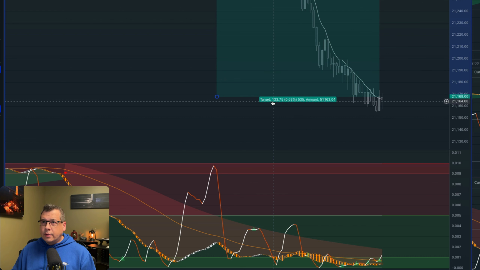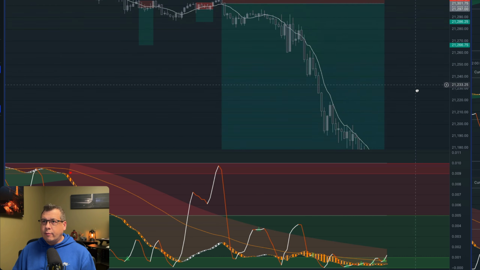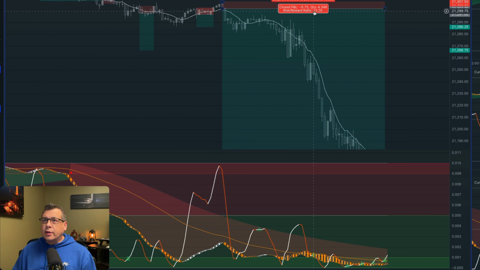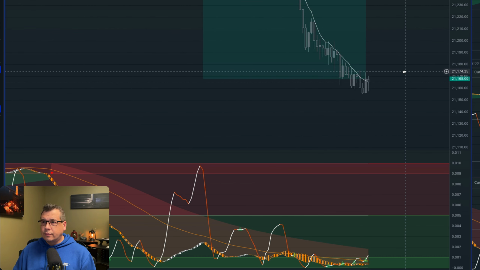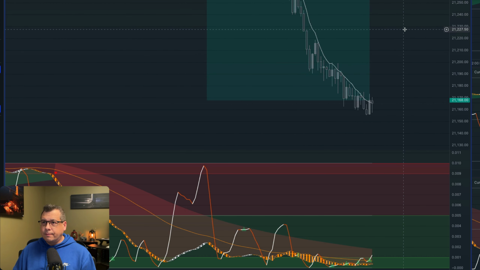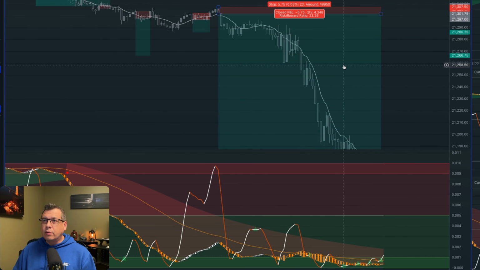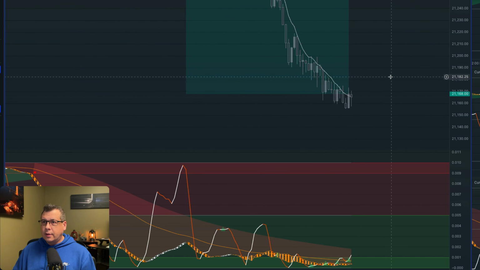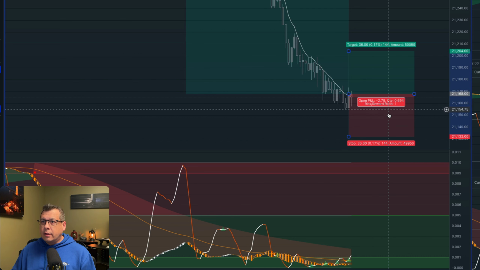And this trade was 133.75 points with a 23 risk to reward ratio. I mean 1 to 23. Actually, it was 1 to 23.26 on that one. And I'm going to go ahead and flip long right there.